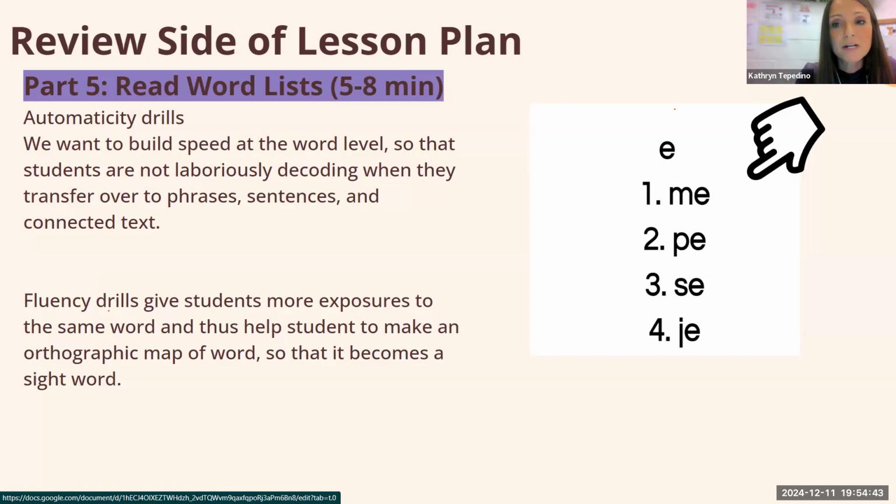So once we start decoding, now we can start building some automaticity. We want to build speed at the word level, so then students can get to the phrase and the sentence and the text level. If they can't decode words quickly at the word level, this is why we do word lists. As an ML trained specialist, reading words in isolation was so hard for me to wrap my head around.